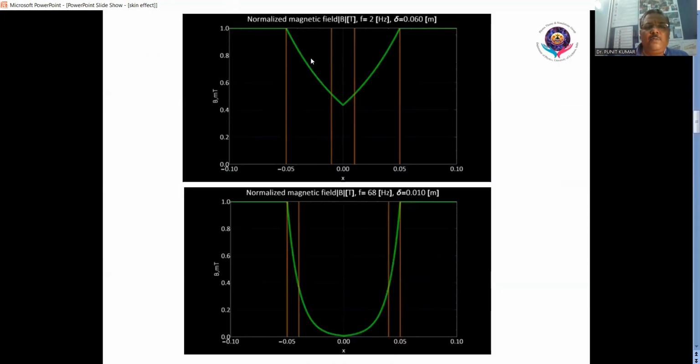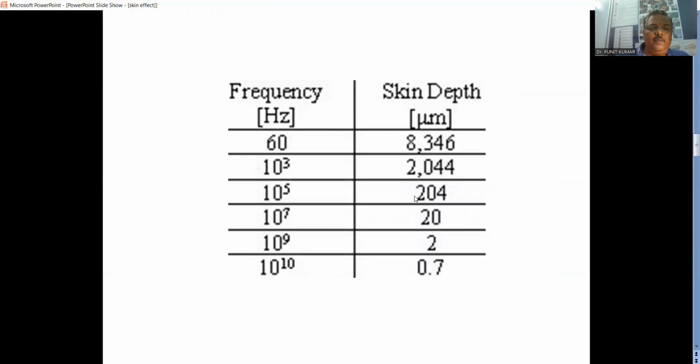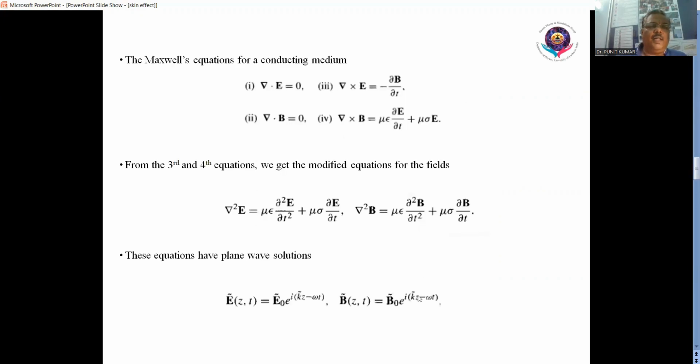This is the behavior of the electromagnetic wave with the frequency. If the frequency is small, we have a greater skin depth. But as the frequency increases, lesser skin depth. That means the depth up to which the electromagnetic wave will enter is smaller. As we can also see from this table, for a small frequency, we have a greater skin depth. As the frequency increases, the skin depth decreases. We will see how it happens.